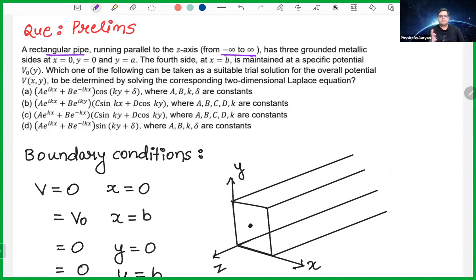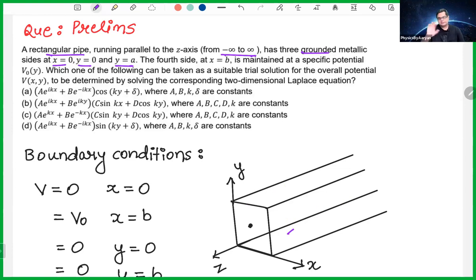It has 3 grounded metallic sides. Basically it has 4 sides: top, bottom, left, right. Out of those 4 sides, 3 are grounded. Which sides are grounded? X equals 0, y equals 0, and y equals a. X equals 0 is this back side. X equals a is this front side. Y equals a is the top side.